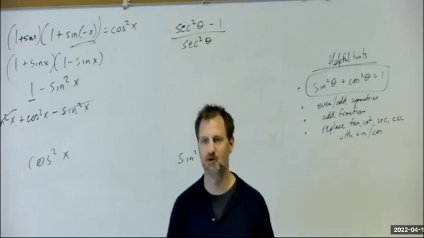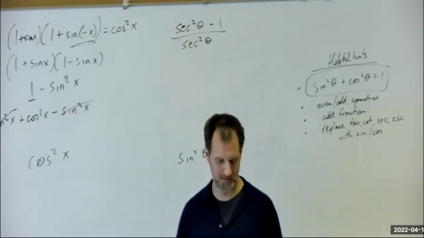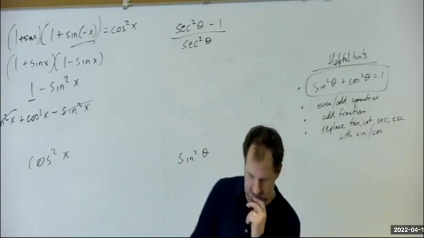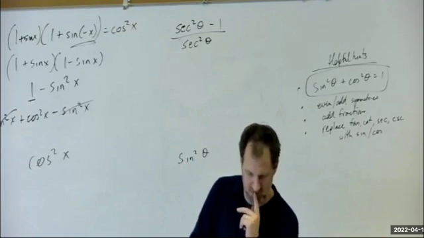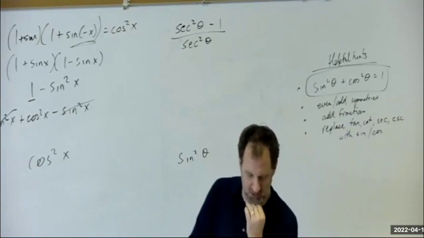Nobody got there? Or else you don't want to tell me. Nope, I'm stuck. Well, let's see. Even-odd symmetry is not going to work. Add fractions? We don't have any fractions. Well, we could have fractions if we replaced sine and cosine. What is secant in terms of sine and cosine?